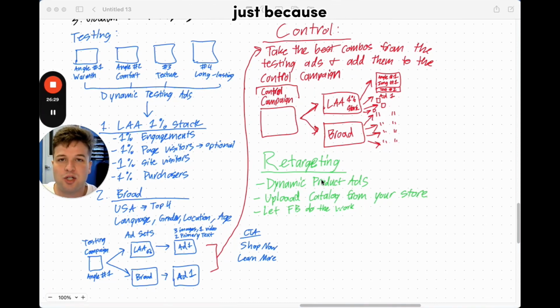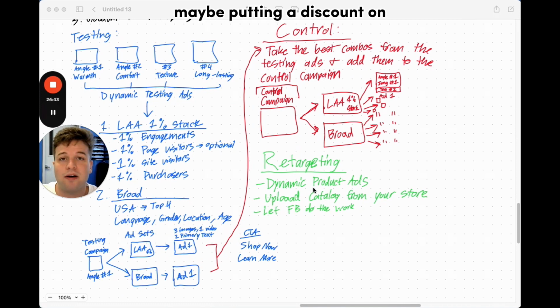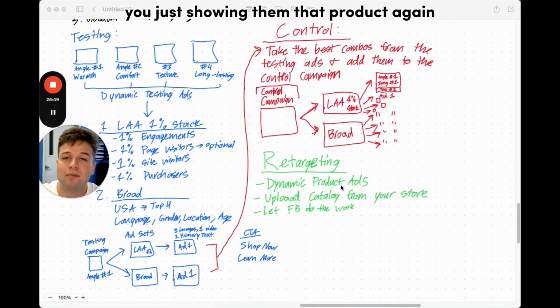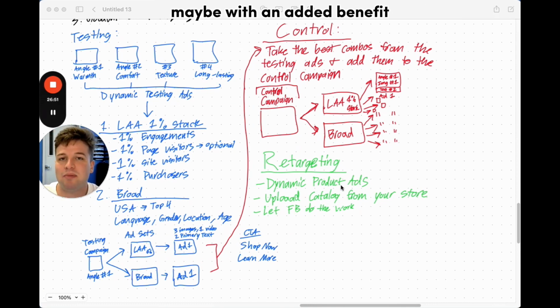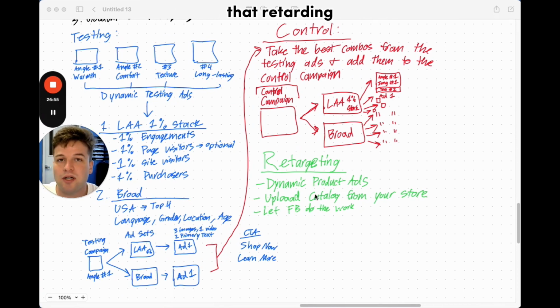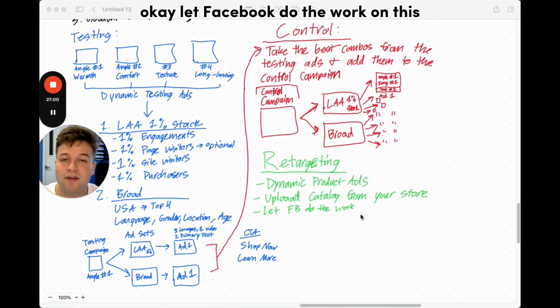Just automatically, just because you've uploaded your catalog there and you're running these dynamic product ads with like $10 a day behind them, $50 a day, whatever you want to do. And then you're putting that up there, and it's just showing them that product again in a different light, maybe putting a discount on it if you want to do that for like 2% or 5% off, whatever you want to do. And then that's it. And that's the retargeting. You're just showing them that product again, maybe with an added benefit, but I would just show it to them again. And this is the cheapest way that you can get that retargeting that you're looking for, where it's just putting that product in front of somebody again. Okay? Let Facebook do the work on this.